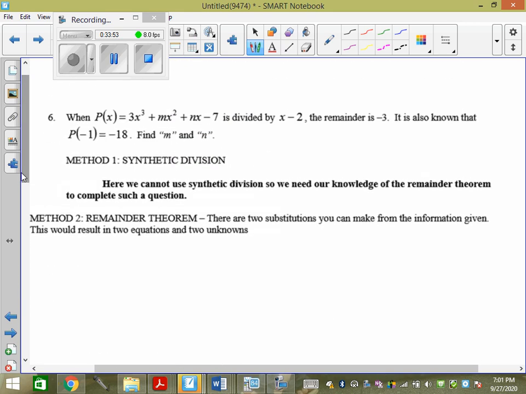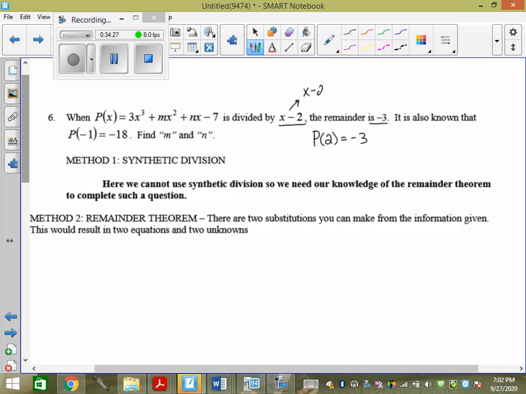Big kahuna question. Number 6. How is this different than what we did before? Instead of just missing a k, we now have to find 2 variables. We're going to really bring grade 10 back again. Okay? So this one says, when p of x equals 3x cubed plus mx squared plus nx minus 7, and it's divided by x minus 2, the remainder is negative 3. So I can write that as p of 2 equals negative 3, right?